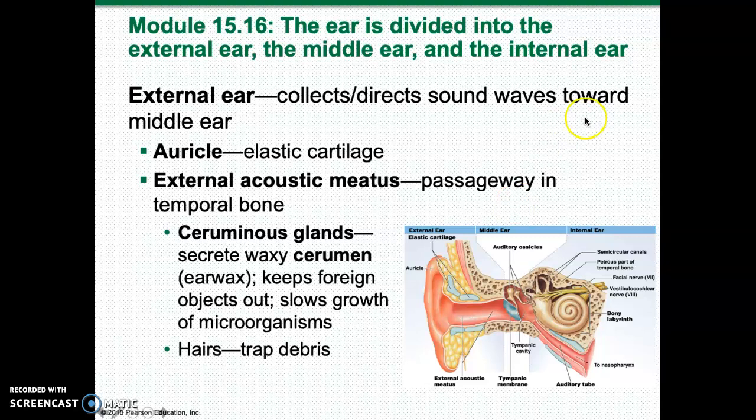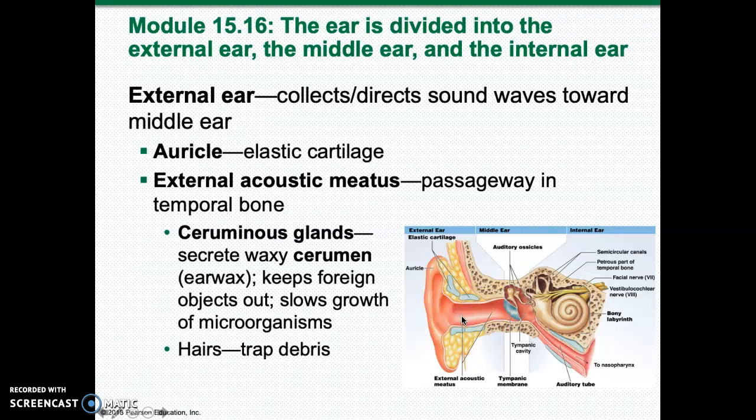The ear, look at this darker blue bar up on top. The ear is divided into the external ear, the middle ear, and the internal ear. And the external ear is composed of the auricle, made of elastic cartilage, and this opening through the temporal bone called the external acoustic meatus. Remember, a meatus is a canal through bone.